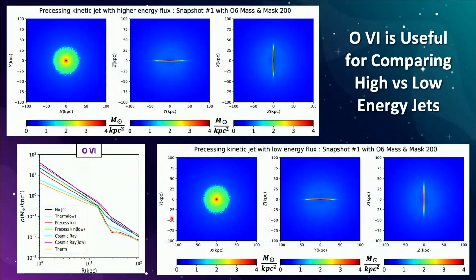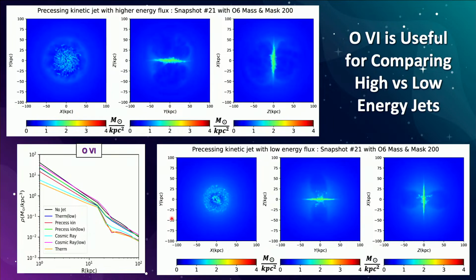And last but not least, we're going to look at oxygen 6. Now you remember from this plot earlier that oxygen 6 tends to show a bit more distinguishability between the high energy jets versus low energy jets. So we're looking at a comparison of, at the top, a precessing kinetic jet with high energy flux, and at the bottom, a precessing kinetic jet with low energy flux. So the same jet with different energy fluxes.